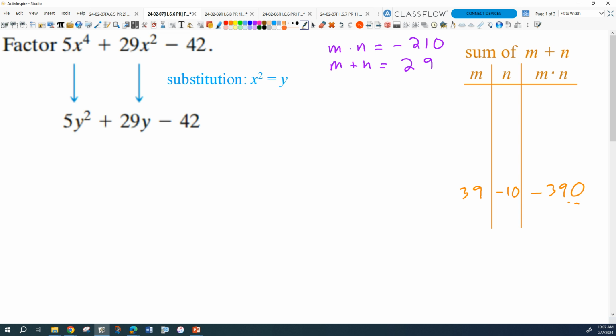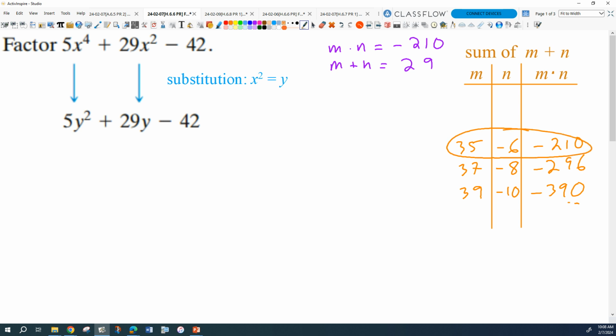So what do we need to do? Yes, scoot up the list a little bit, right? So what if we tried 37 and negative 8? What's that? We're still too big, aren't we? 296. So we've got to scoot up a bit more. How about 35 and negative 6? That works, doesn't it? Yeah. So there's the winner.